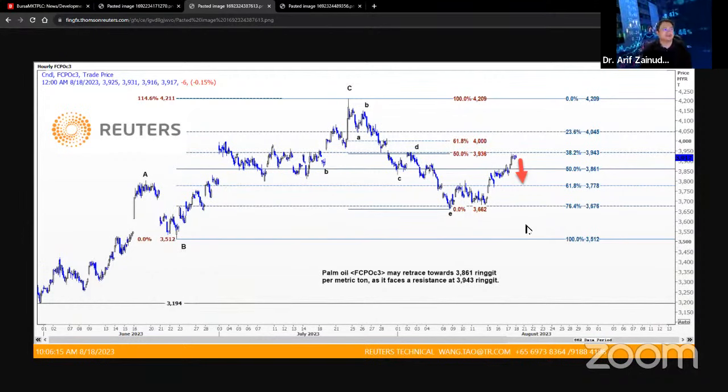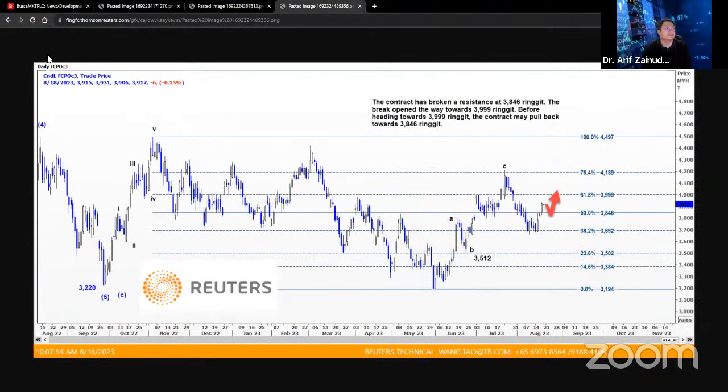Okay, because from his chart, he expected that there is a resistance at 3,943. Okay, so this is the hourly chart analyzed by Wang Tao, Reuters technical chartist. Okay, and then this one is the daily chart.